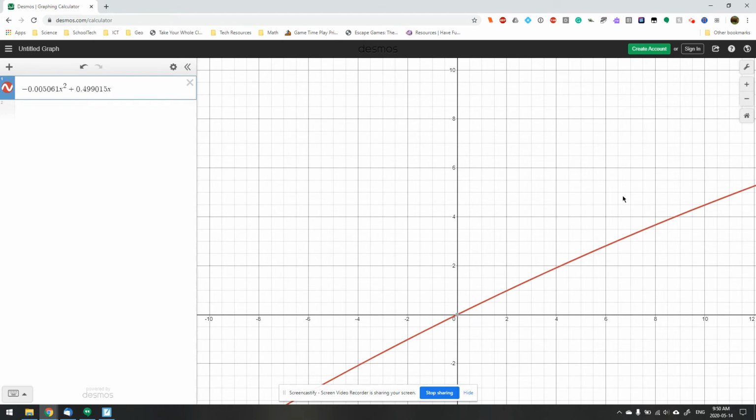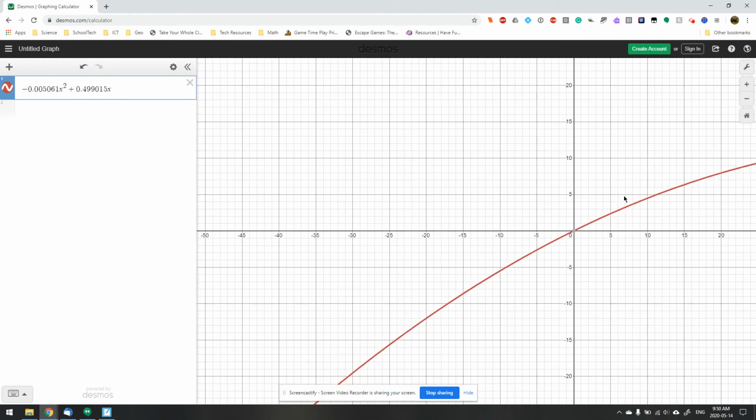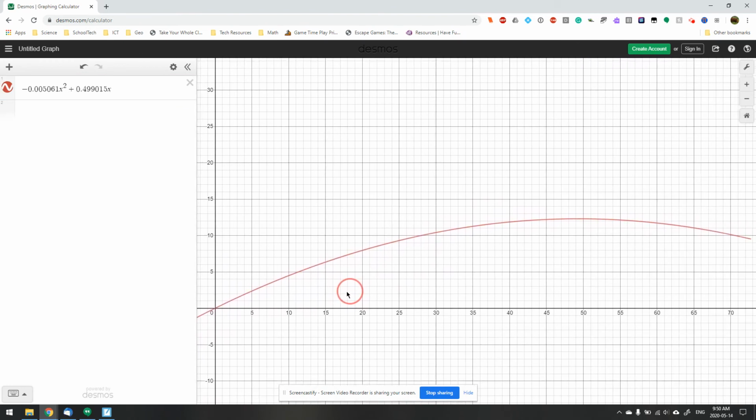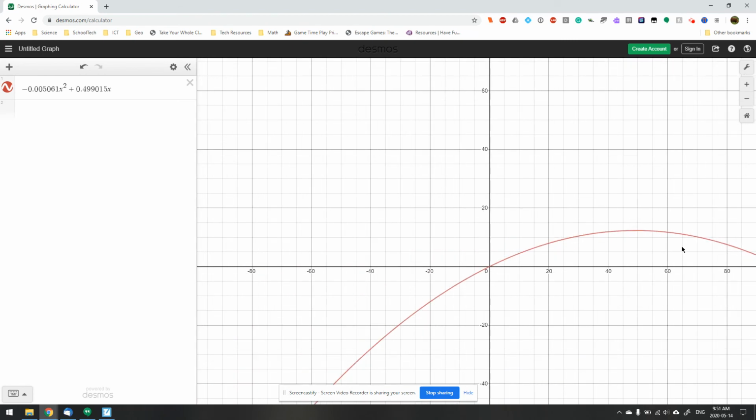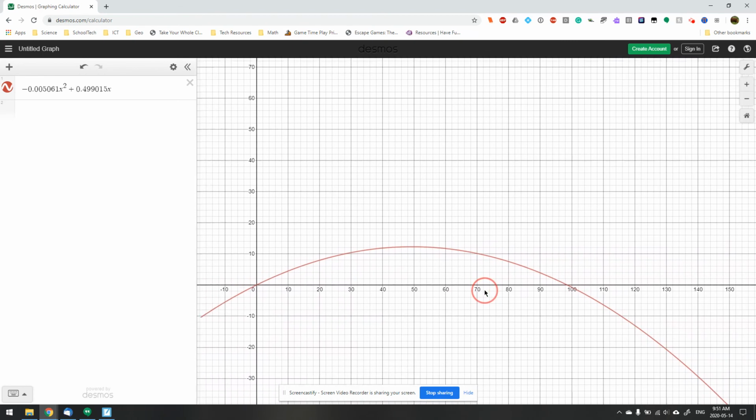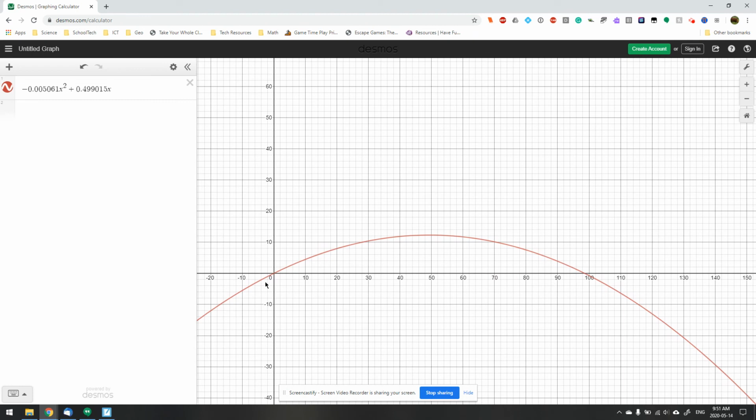But it carries on, so we need to zoom out. We'll move it over because we're only worried about the positive part of the graph. Zoom out some more. Move it some more. There we go. So we can see. Now I will just click right there on the equation, and it will give us the important points.